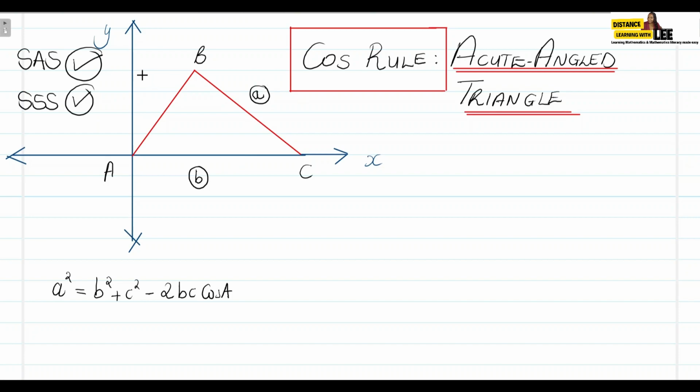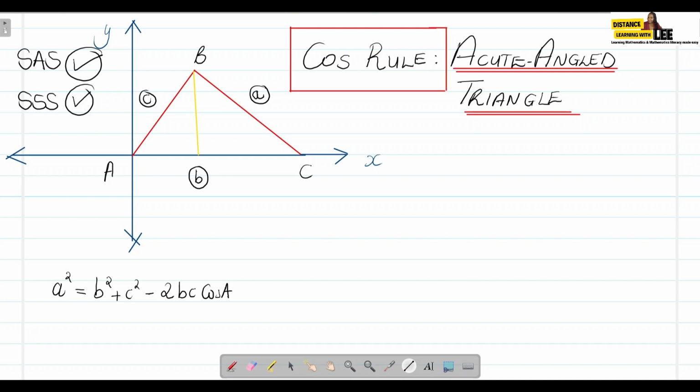And side AB can be written as small letter c. In our proof of the cos rule, we're going to use the theorem of Pythagoras to help us prove the cos rule. For us to be able to use the theorem of Pythagoras, we need to have a right angle triangle. And from what we can see here, we do not have a right angle triangle.